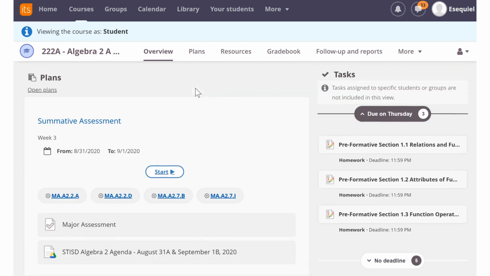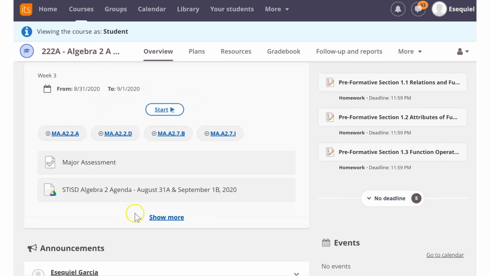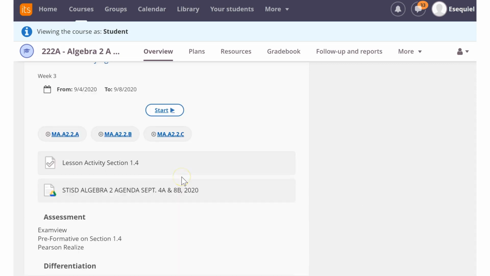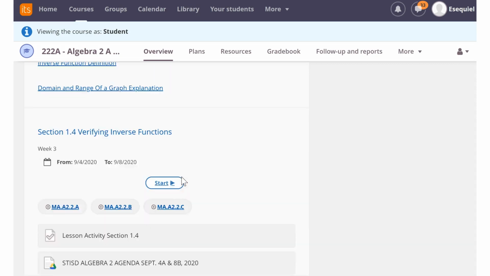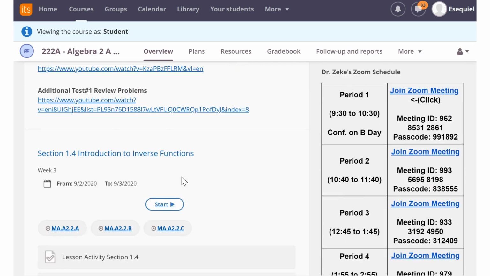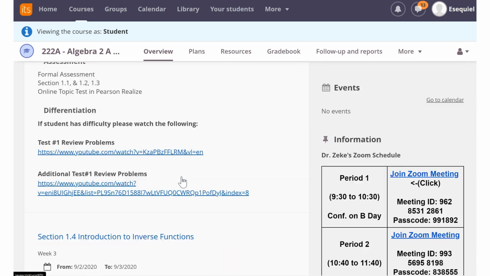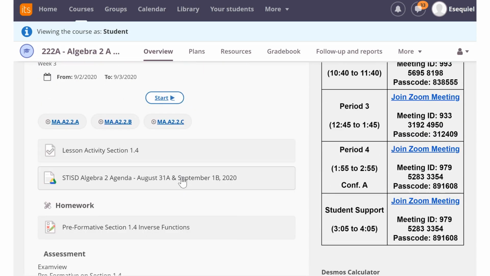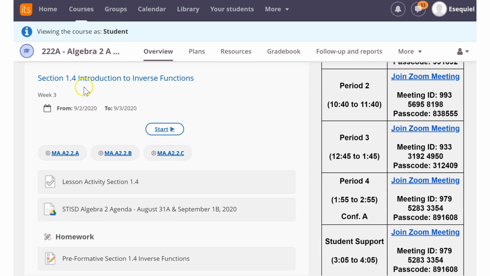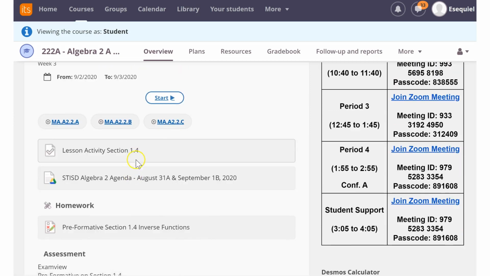Every day, for example, tomorrow the assignment will be here. If you want to show more, you can show more. So, for example, that's already at the end of the week. We're in September 2nd tomorrow. So here's September 2nd. Introduction to Inverse Functions. That's what we're going to do today. These are the learning objectives that we're doing. Here is the lesson activity, an explanation of what we're doing.